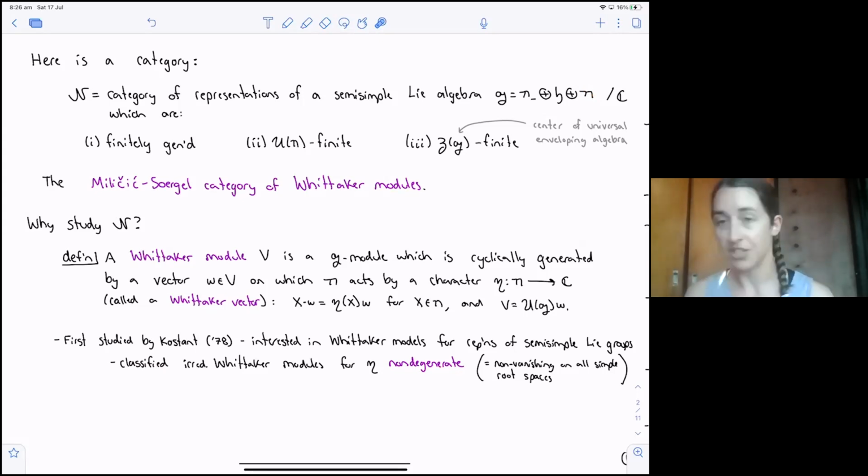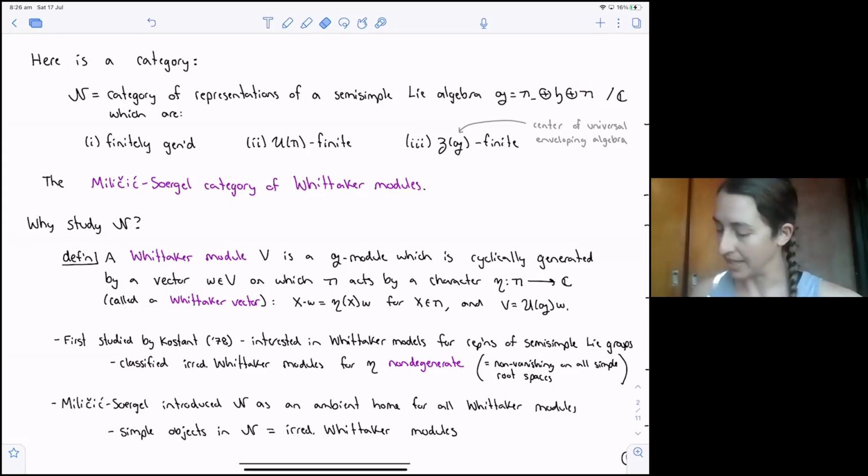And so Kostant studied these non-degenerate guys in his original paper. But in doing this, he introduced the definition of Whittaker modules in general, and it's natural to ask about what they look like for partially degenerate characters or the zero character. And this is where this category comes in. So many years later, this was in the 90s, Milicic and Soergel introduced this category that I've written as sort of a place to house all Whittaker modules. And this is because the simple objects in this category are exactly the irreducible Whittaker modules. So this is some category that's built around irreducible Whittaker modules, but some of its other objects are not necessarily Whittaker modules.